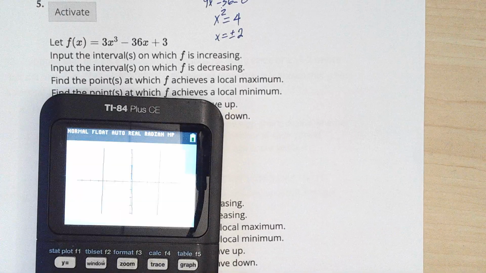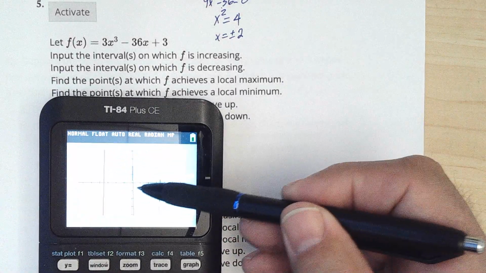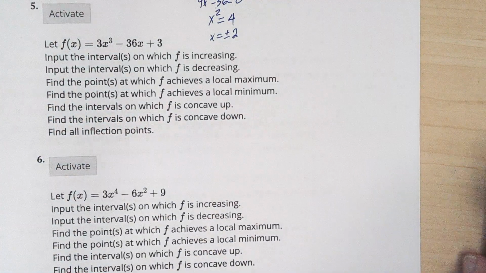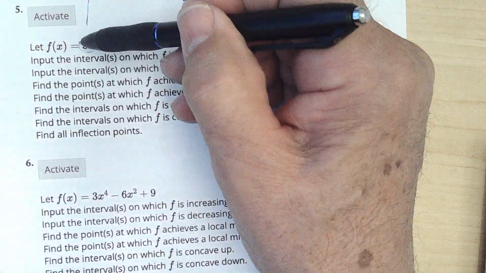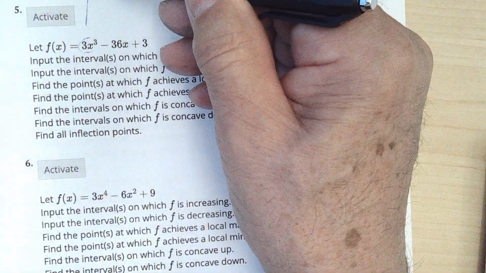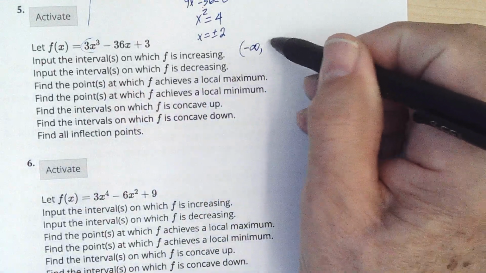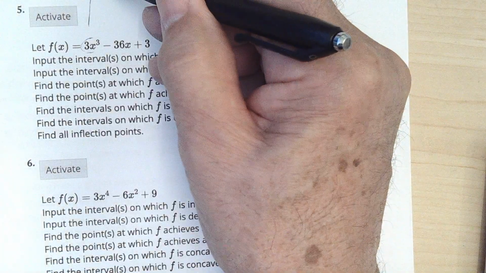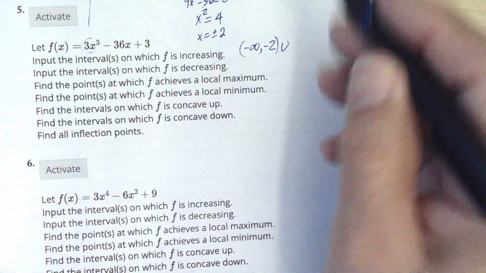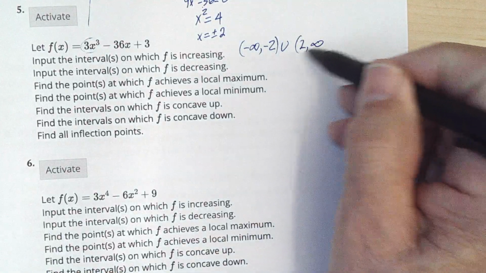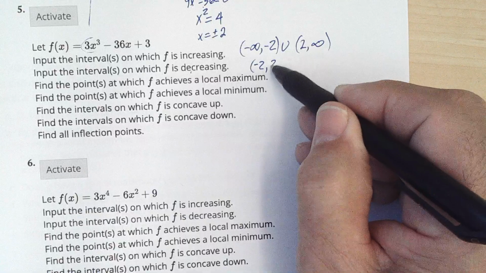And so that says at minus 2 it must have reached its maximum, and at plus 2 it reached its minimum. Now, I can tell that from graphing. I can also tell, since it's a cubic with a positive leading coefficient, that it goes up this way. So the interval where it's increasing is from negative infinity up to negative 2. At negative 2 it's changing, so we don't include it. Union, the other place it's increasing is from 2 to infinity. And where is it decreasing? It's decreasing from negative 2 to 2.